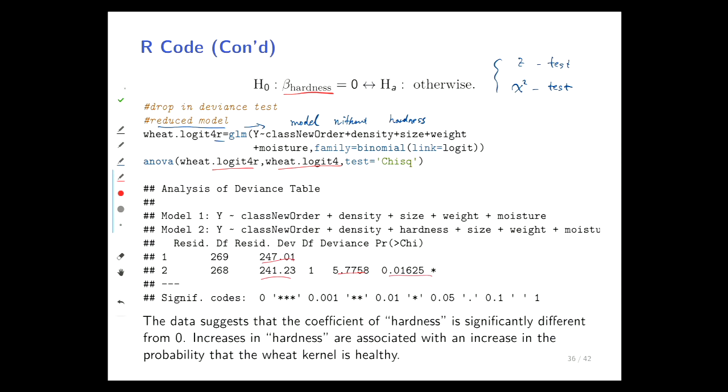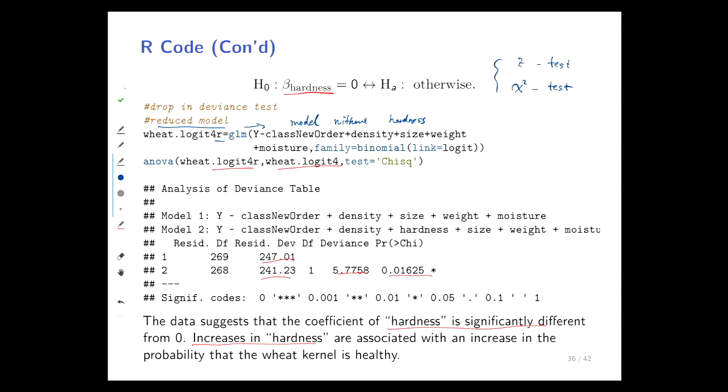Here, because the p-value is smaller than 0.05, that means the coefficient of hardness is significantly different from 0, and an increase in hardness can be associated with an increase in the probability that the wedge kernel is healthy. So that's from the interpretation.